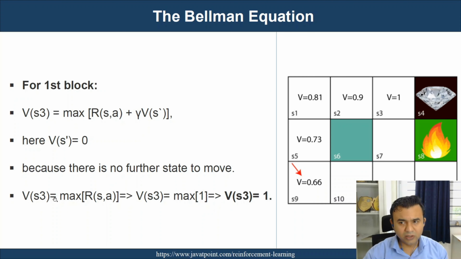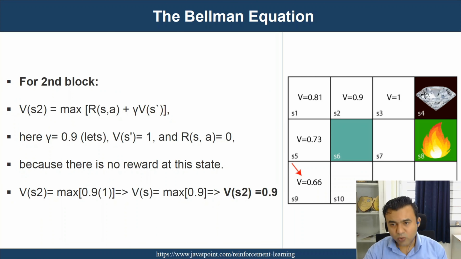Now the next one is straight on, so let's calculate step by step: max R as A implies Vs3 equals the maximum of 1. Why? Because here Vs dash becomes 0. So Vs3 is 1, so the value is maximized. Why? Because the next one is straight on, I will get a diamond.